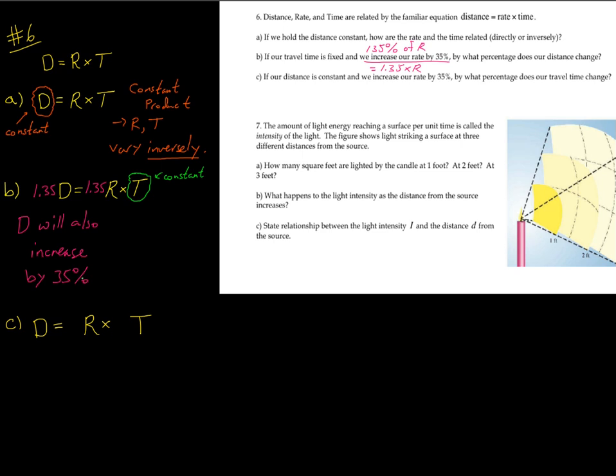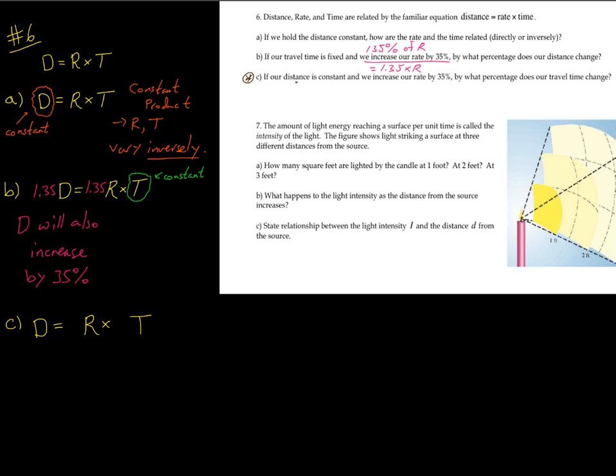Right? A multiplication by 1.35 is just giving rise to an increase of 35%. Okay? All right, so then on to C, it says, if our distance is constant and we increase our rate by 35%, by what percentage does our travel time change? Okay? This problem is, I think, deceptively difficult. It sounds basically like just a rehash of part B. I'm going to put a little star next to it. As we're going to see here, this does take a little bit more care.